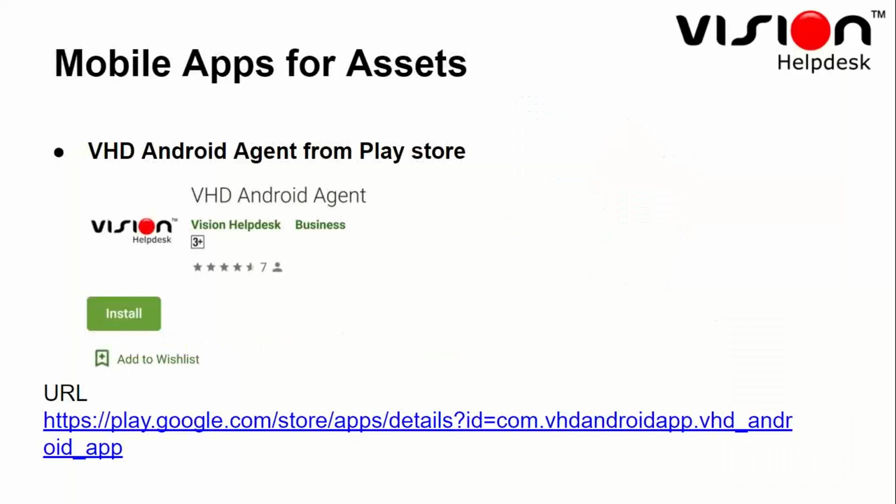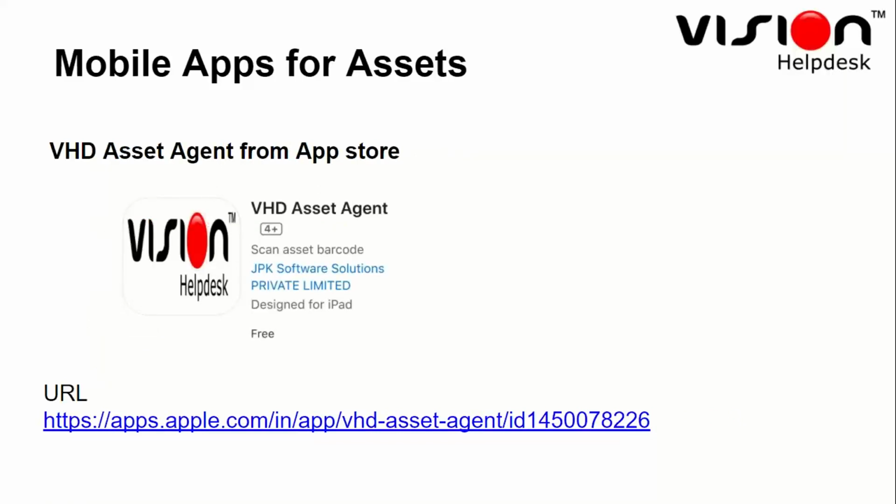Now, another way of adding assets within the system is using the mobile apps for scanning assets. On Android, on Play Store, you can use the VHD Android agent for scanning assets within the system. And for iOS, that's on the App Store, you can use the VHD Asset Agent from the App Store.